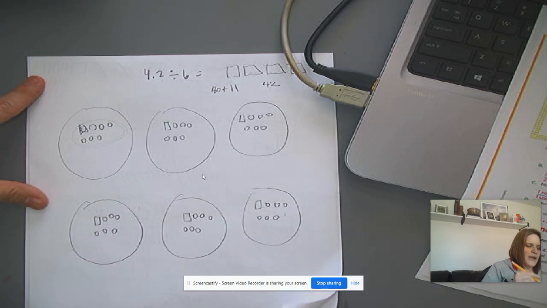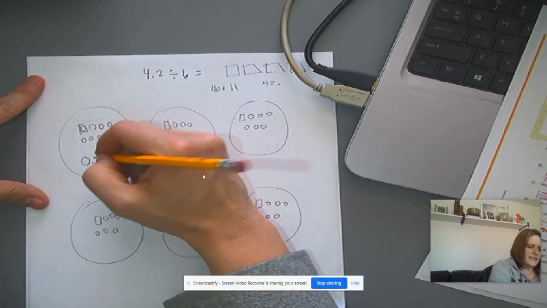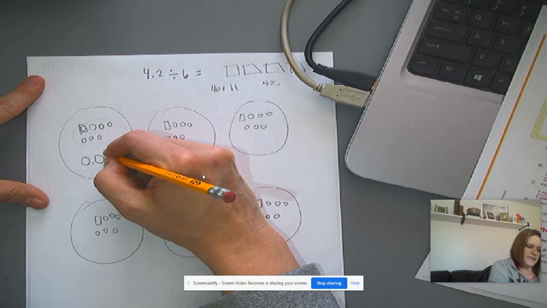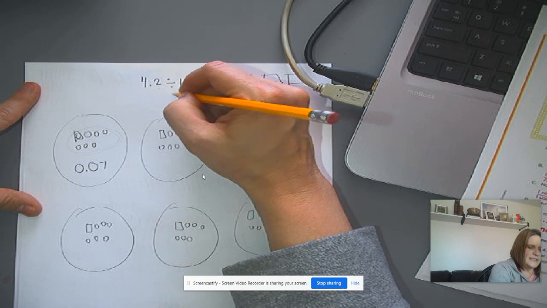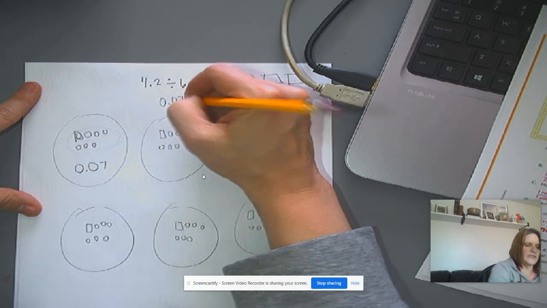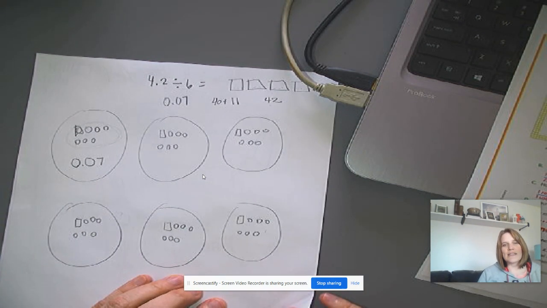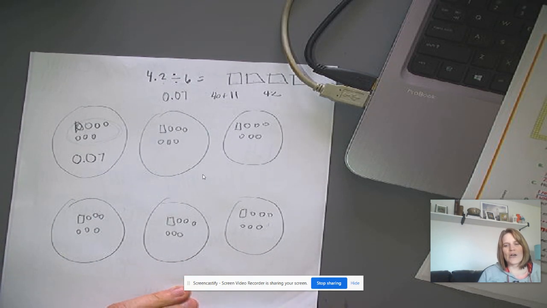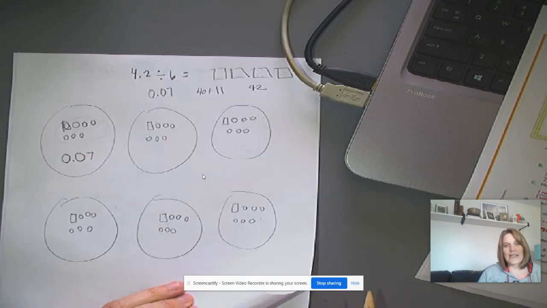7 hundredths. How do I write 7 hundredths? Do I have any wholes? Nope. Do I have any tenths? I do not. Do I have any hundredths? Yes, I do. I have 7 in each. So 4 and 2/10 divided by 6 equals 7 hundredths. Okay, thumbs up if you got it right. Did you get it right? Okay, if you got it right and you are understanding, you can stop this video now and go ahead and get going on your assignment. If you're still a little unsure, let's do one more together, okay?